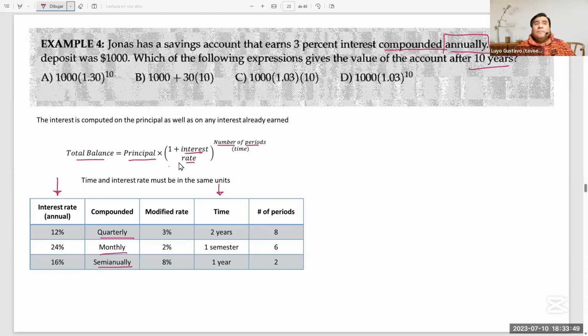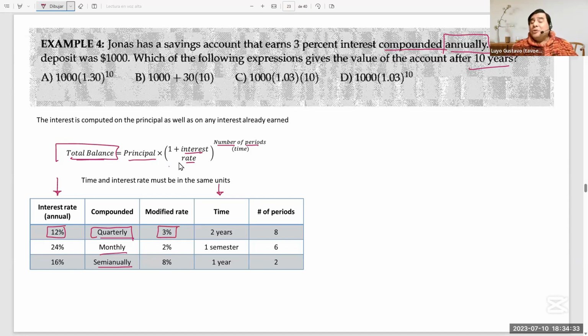And so how do we calculate the total balance in an account where we are investing using compound interest? Once you identify the annual interest rate, you need to calculate a modified rate, which corresponds to the rate for the period in which the interest is computed. For example, if it says compounded quarterly, calculate the rate for every quarter. How to do that? Simply divide the annual rate by the number of quarters in 1 year, that is 4, and you get this one.